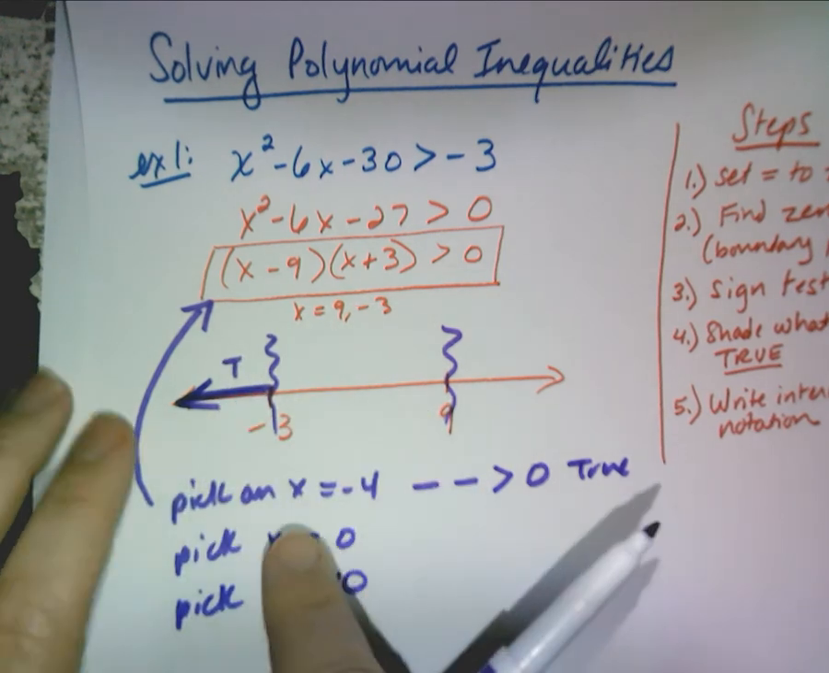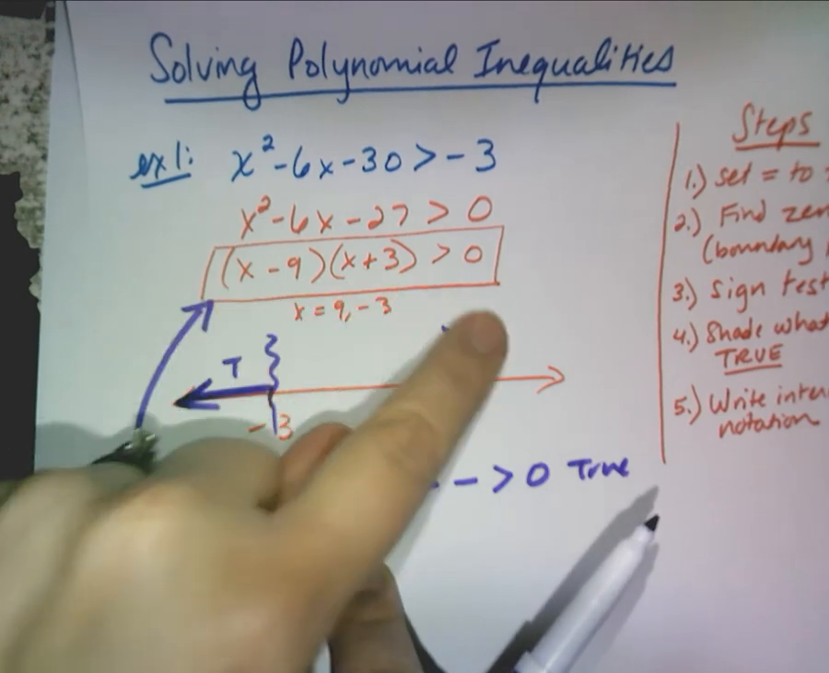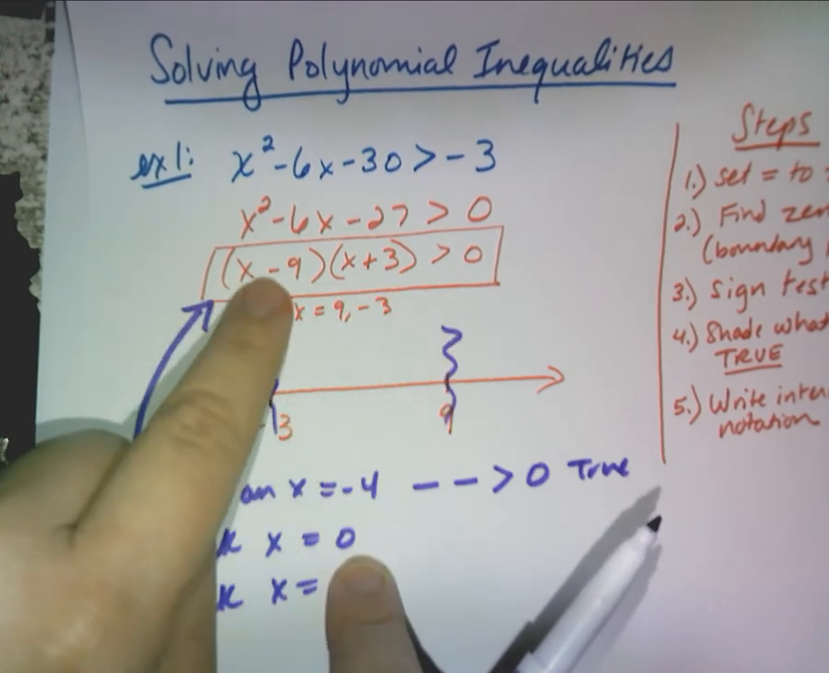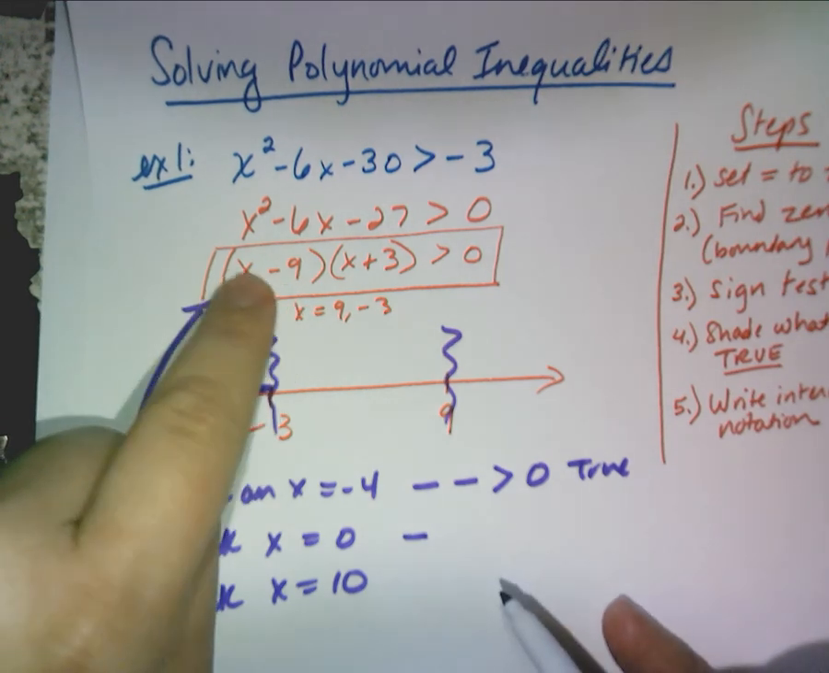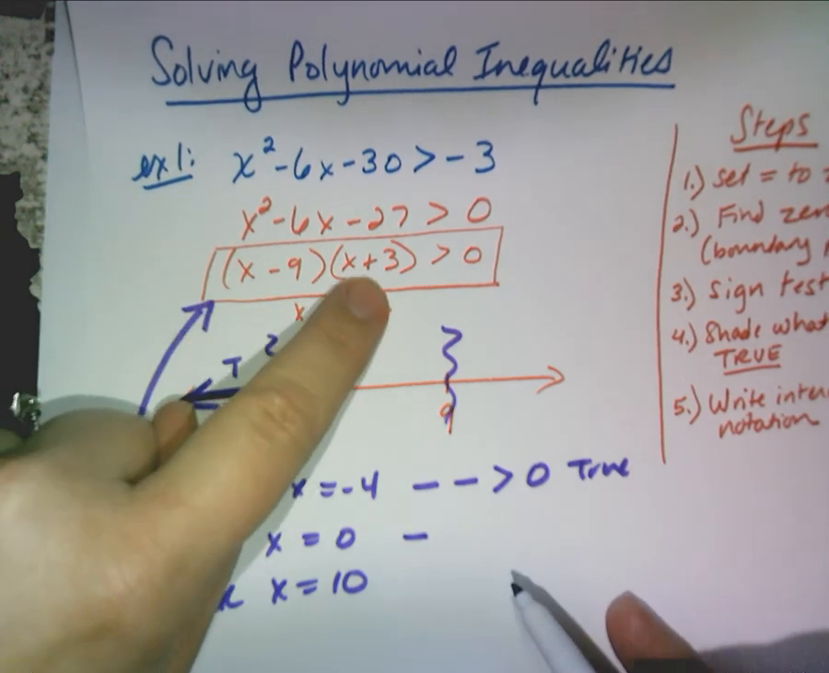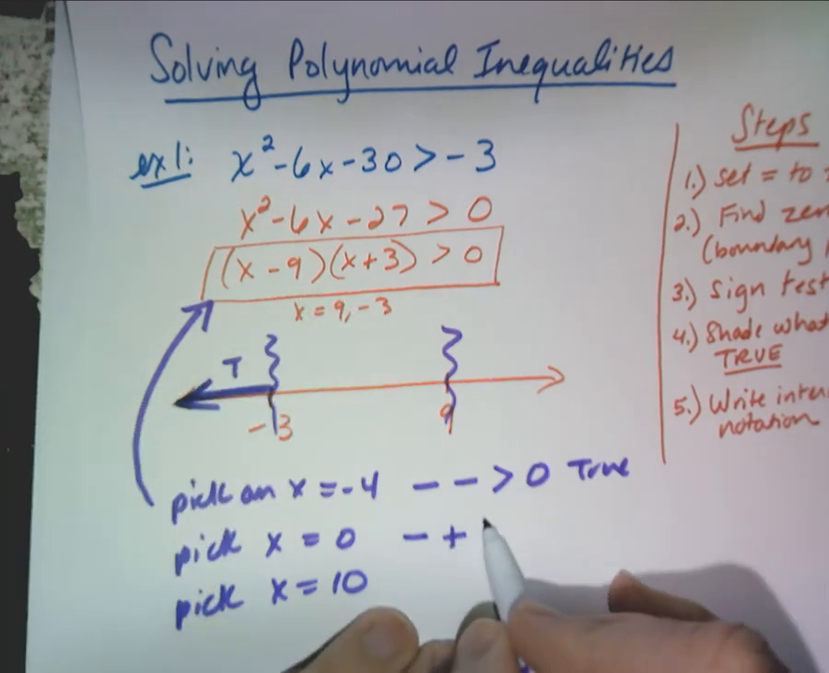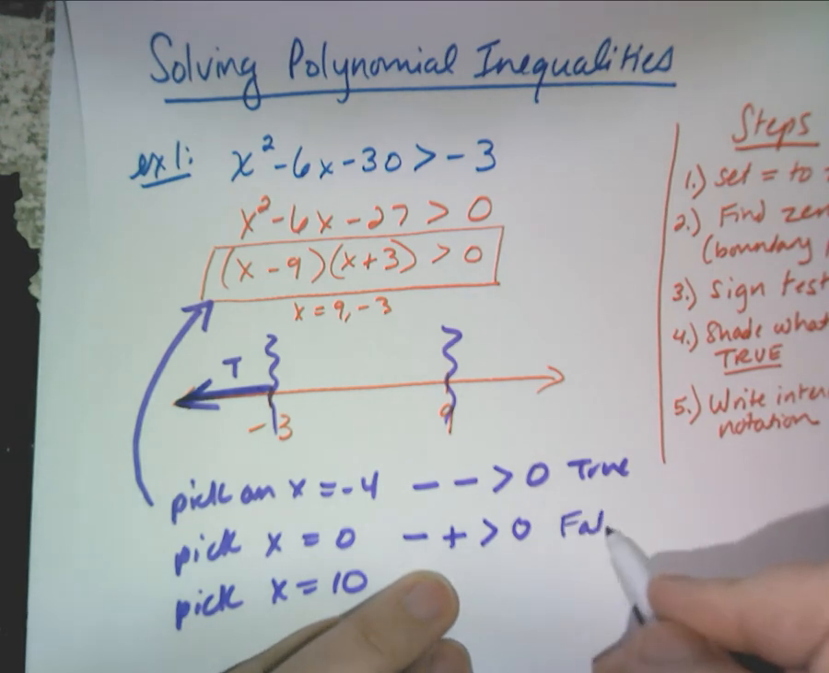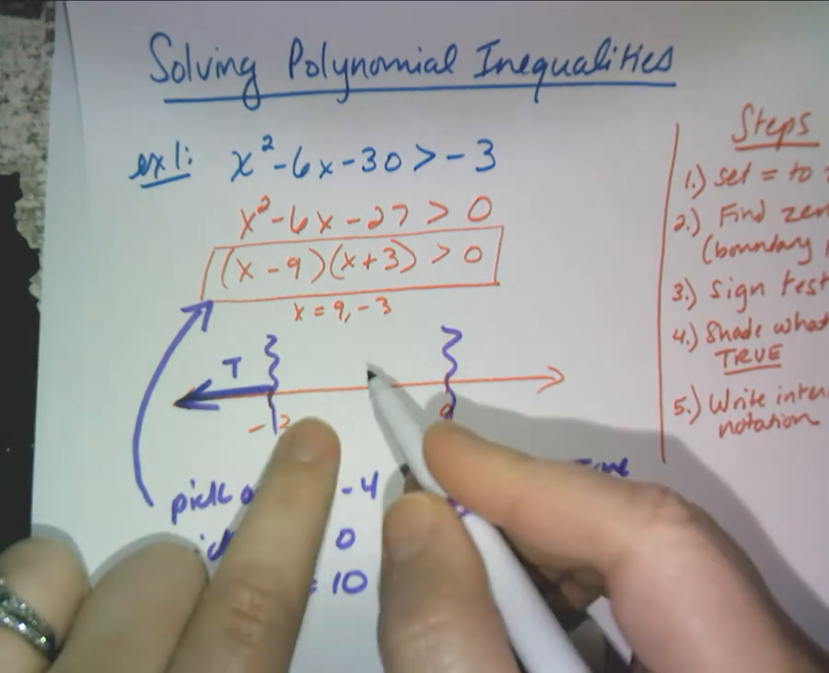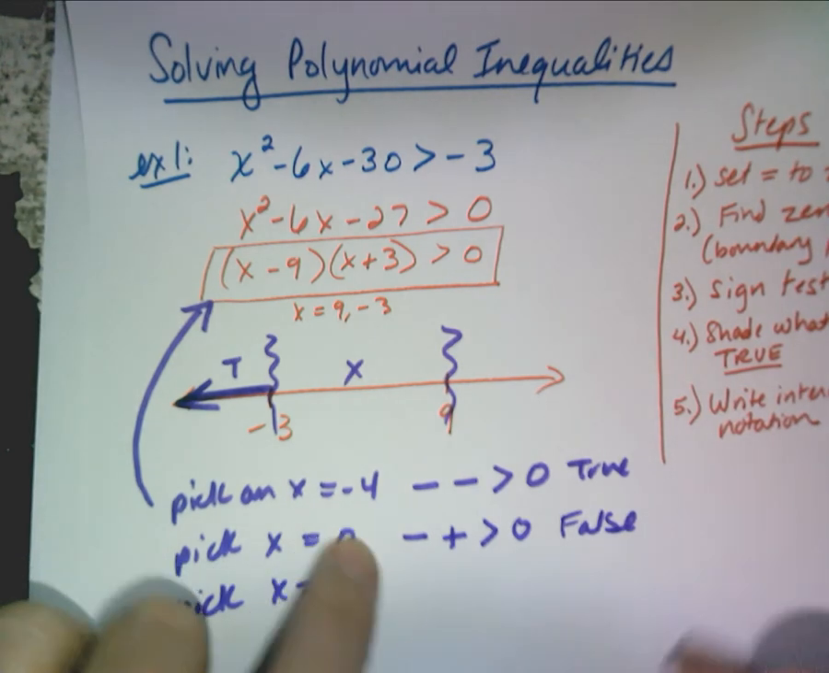Let me do that again. Let's do it with 0, okay? So I'm going to plug 0 into this factored form. If I put 0 minus 9, wouldn't you agree that still makes it negative right here? 0 plus 3, though, is what? Positive. What's a negative times a positive? It's a negative. Is a negative greater than 0? That's false. So I do not shade here. No shade right here. And you can put a little X there. I don't care. But I'm just saying don't shade there.